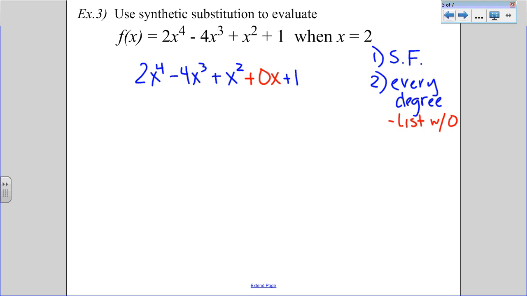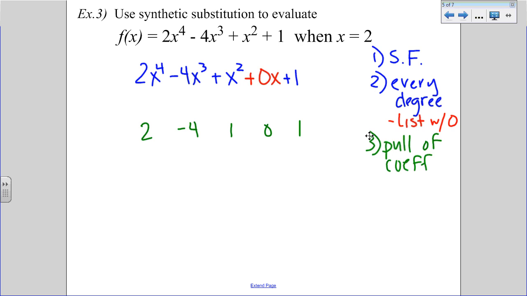What I do is I then pull off the coefficients, sorry. And so that means I'm just focused on the 2, the -4, the 1, the 0, and the 1. And notice, guys, I left some spaces between them. Okay, we don't want to cram it all into one number. And so we've used everything from the polynomial that we can.